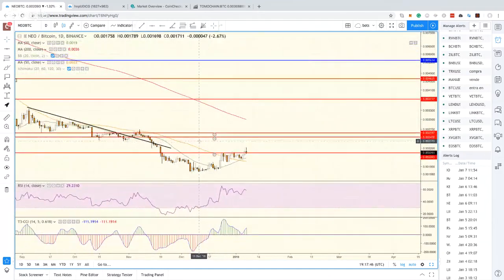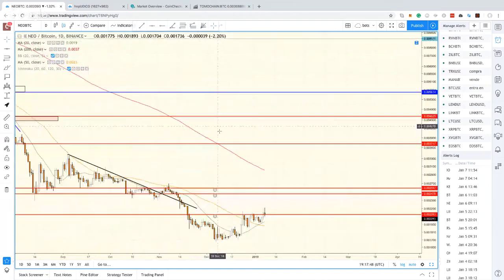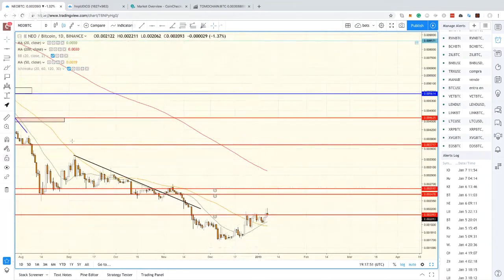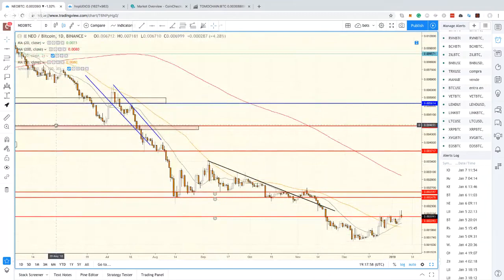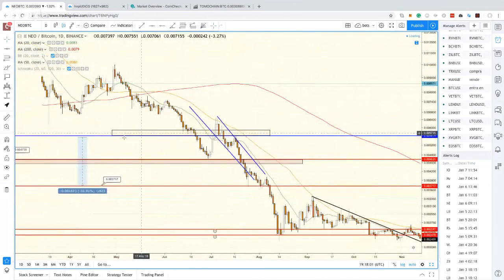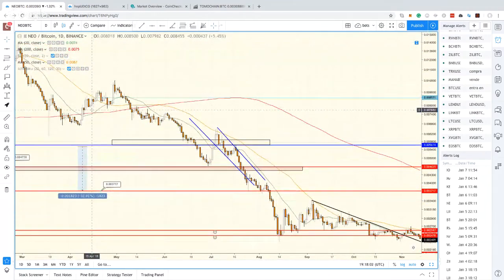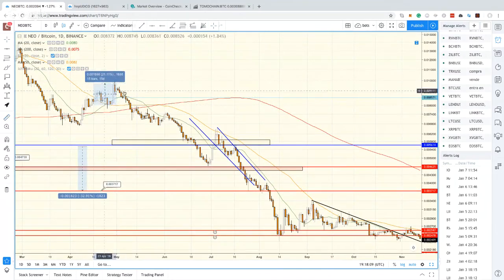And look at this. This is what I was looking at, Neo. Here we have the golden cross, and we're gonna look at the last golden cross we have in Neo. Okay, so it was around April. It's been a while, 8 months, and it went a little bit up, 20%.